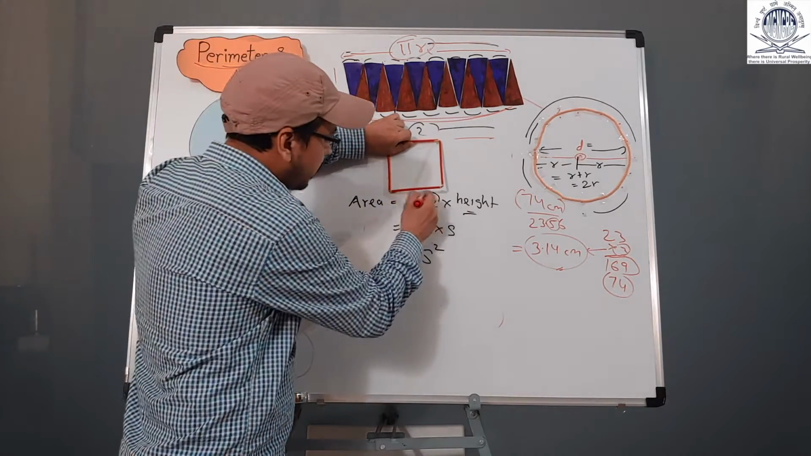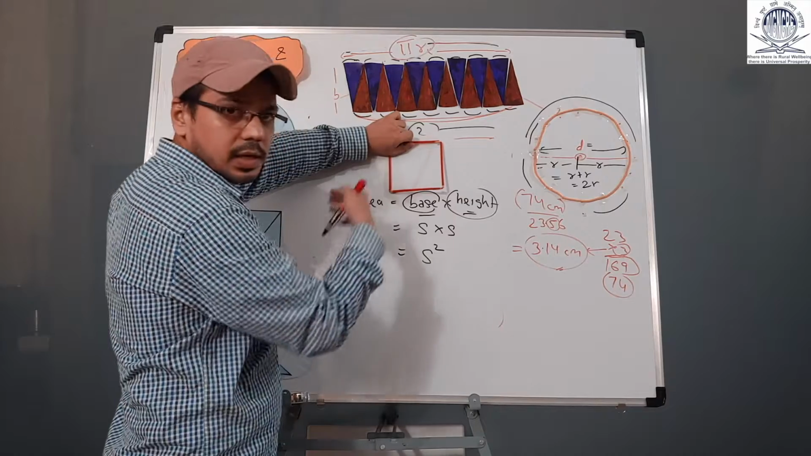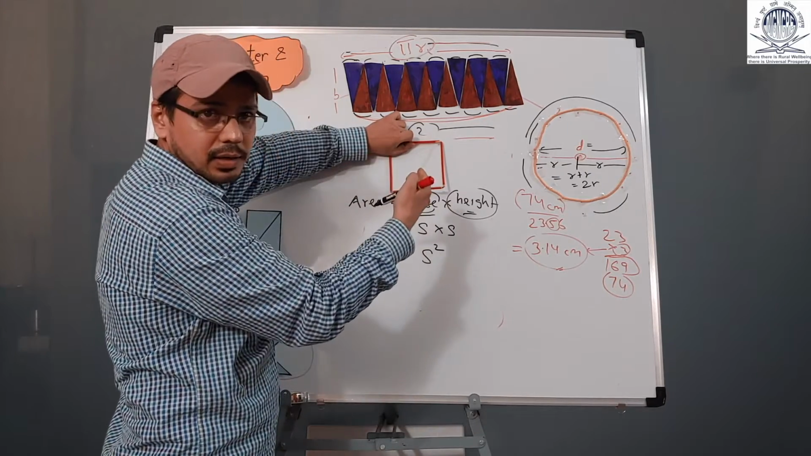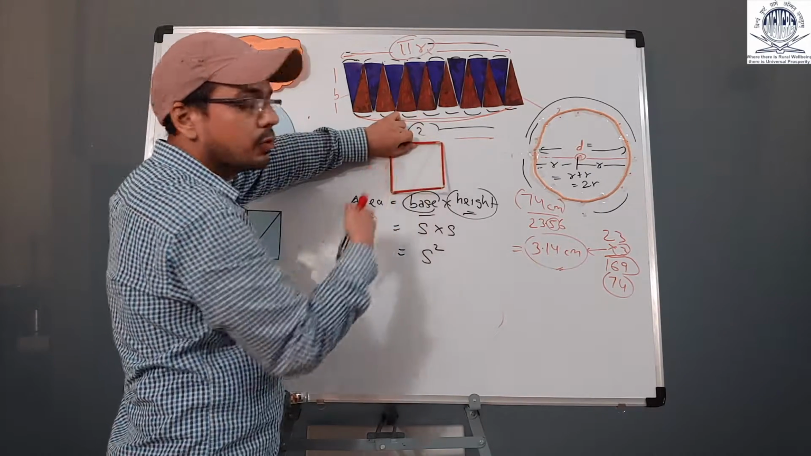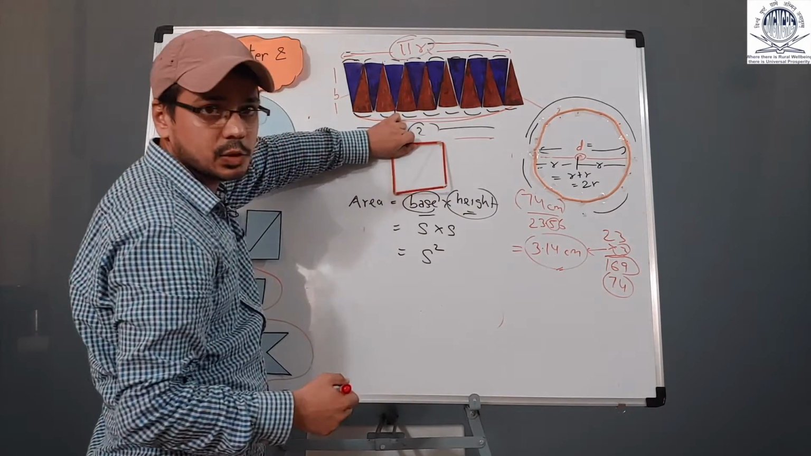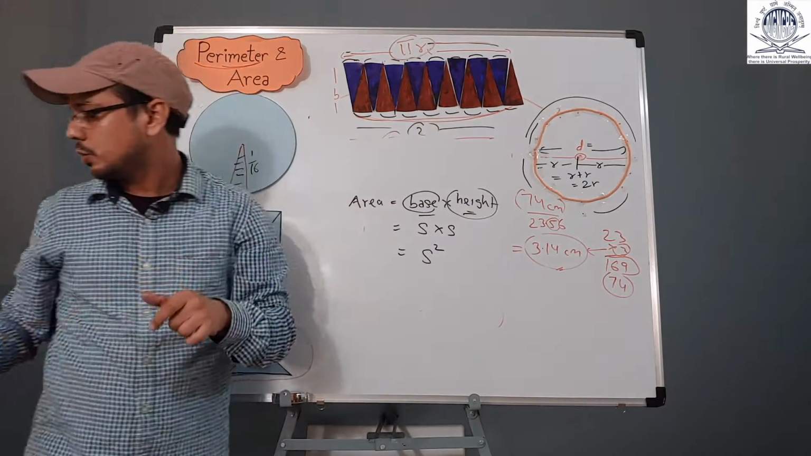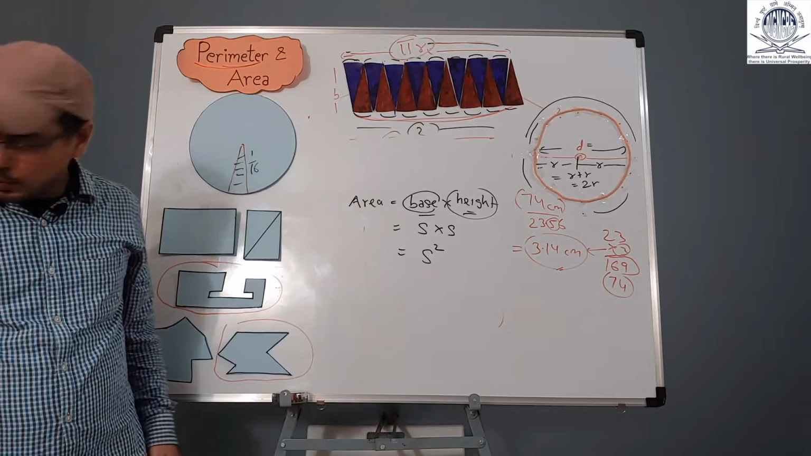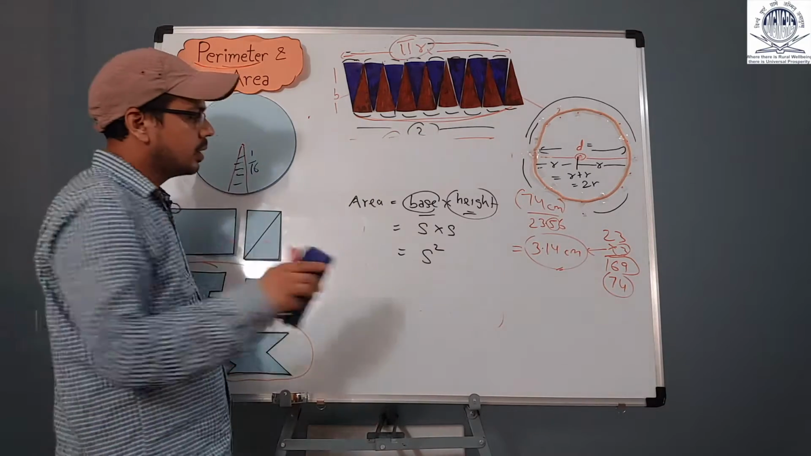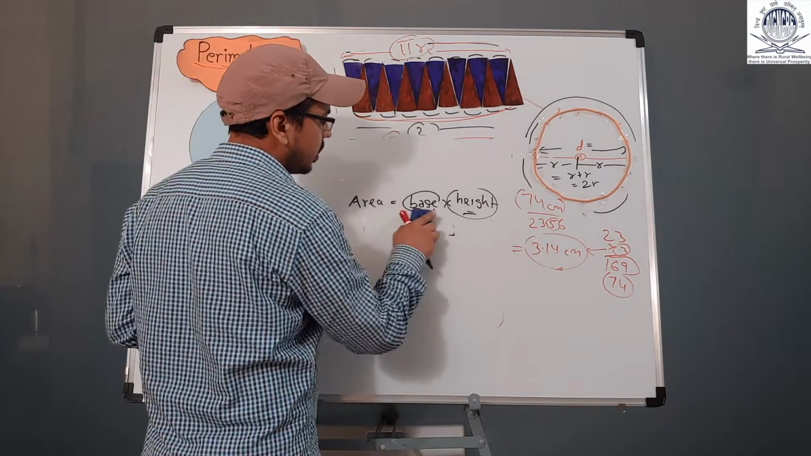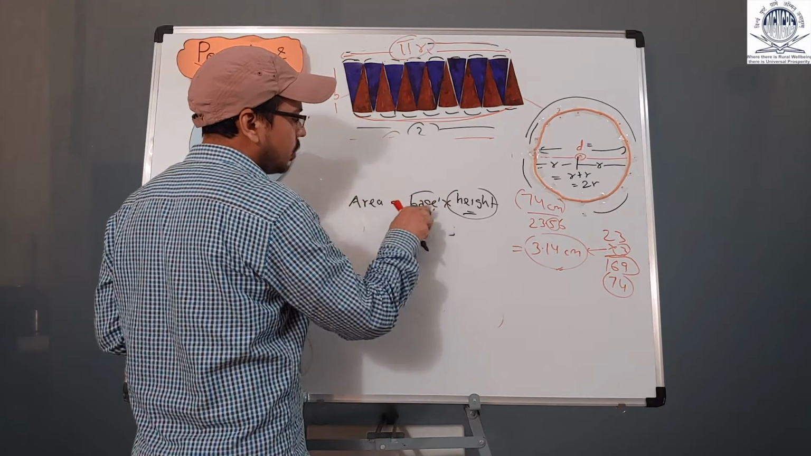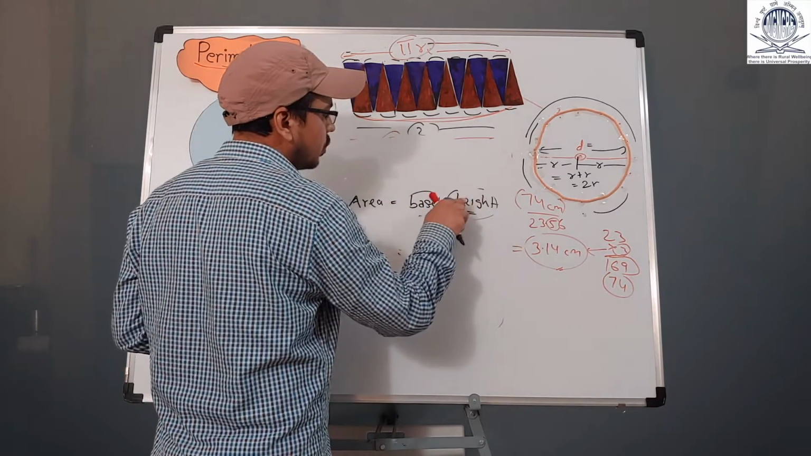So the formula base into height works for even squares and rectangles, and obviously we'll try to use it to find the area of the circle as well in the derivation which we are trying to do. So now we'll just set aside this side square and use base into height as a means to form the area.